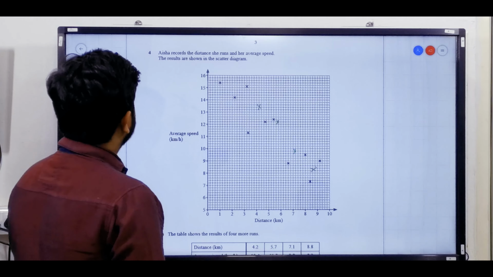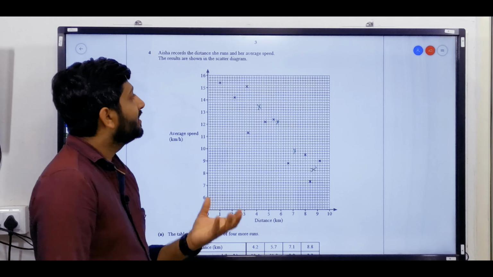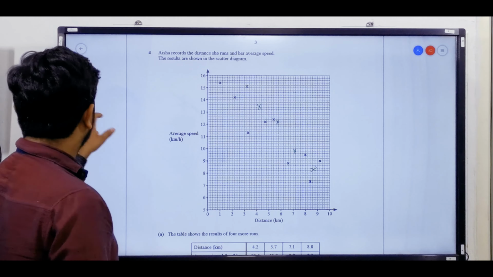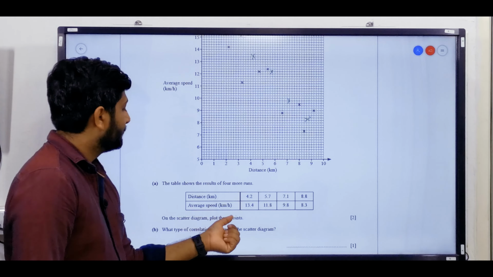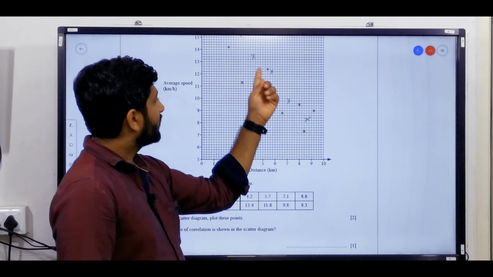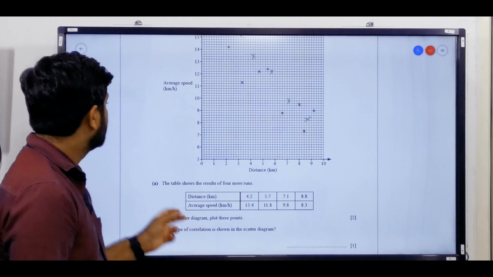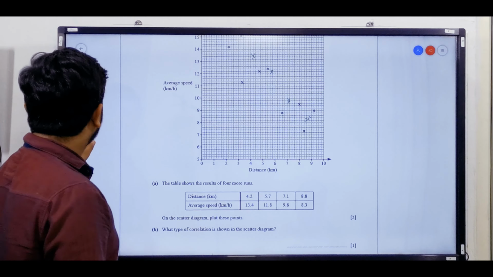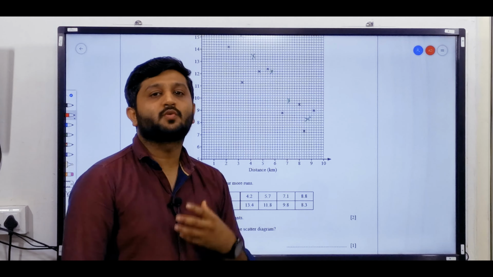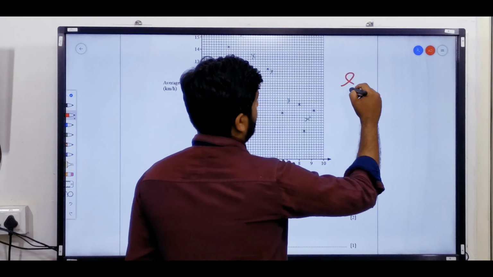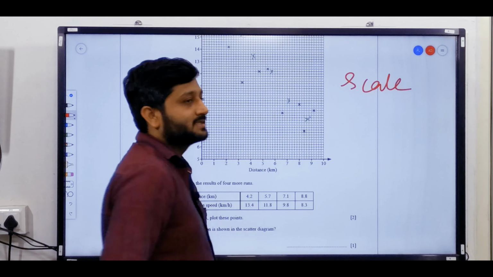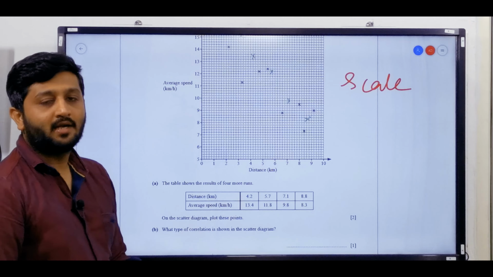Aisha records the distance she runs and her average speed. The results are shown in the scatter diagram. On the scatter diagram, plot these points. Students, I have already plotted these points for you. Now, while plotting these points, what you are supposed to check is the scale. Check the scale of the horizontal and the vertical axis.